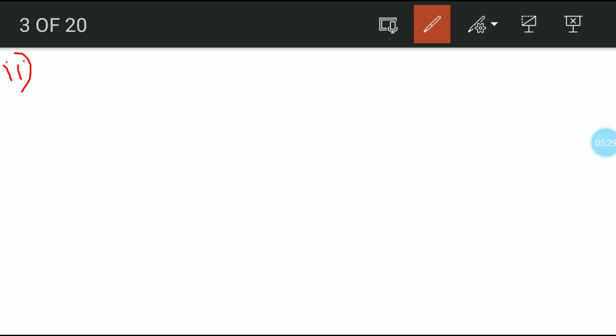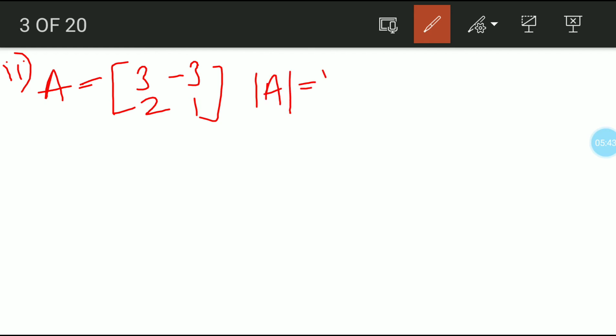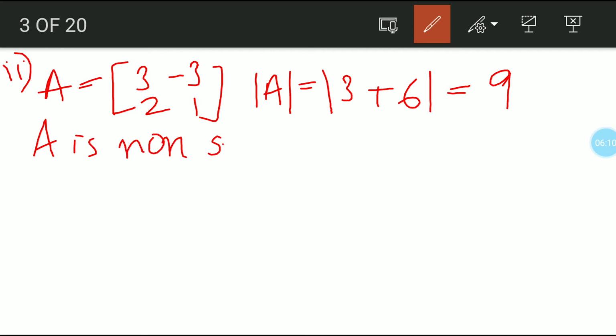So for the second bit we have A equal to 3, minus 3, 2, 1. Fine. So how to solve this is the same way. First we have to find whether it is singular or non-singular. So 3 into 1 is 3, minus, minus 3 into 2 is minus 6. So minus into minus is plus, right? So plus 6 is going to be 9. Note it will be there again, it will become 9 only, so I'm not writing. So A is non-singular.